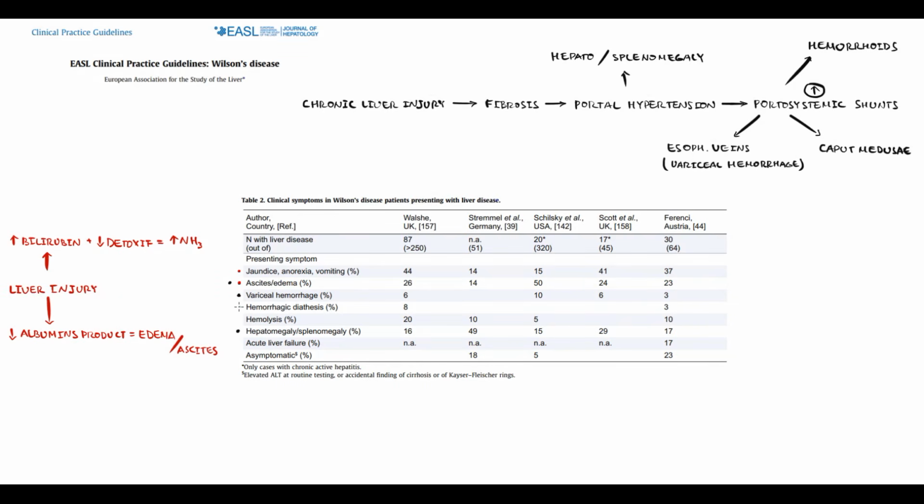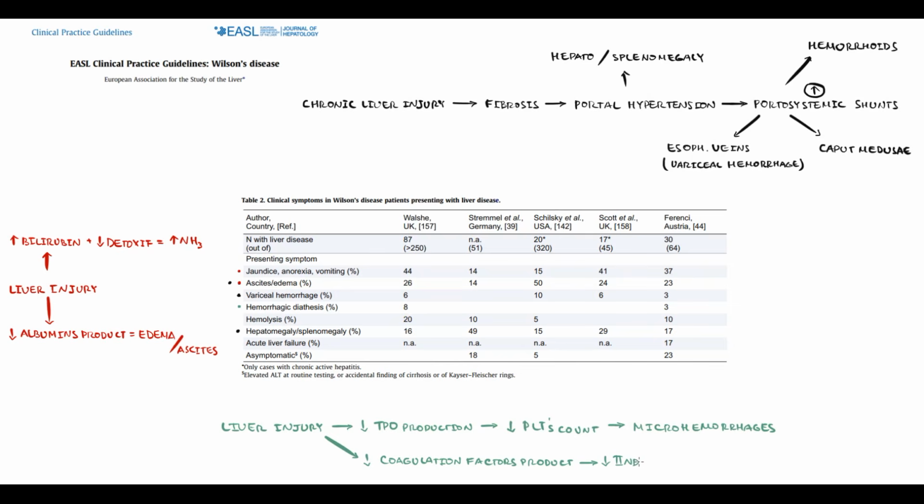The next symptom is hemorrhagic diathesis. The reason why hemorrhagic complications can develop is that with liver injury, thrombopoietin production decreases, which will cause a decrease in platelet count, and a decrease in platelet count causes disruption of primary hemostasis, which typically manifests with bleeding from mucous membranes or microhemorrhages. Also, with liver injury, the production of coagulation factors decreases, and a decrease in coagulation factors will cause disruption of secondary hemostasis, which will manifest with prolongation of PTT, PT, and INR.